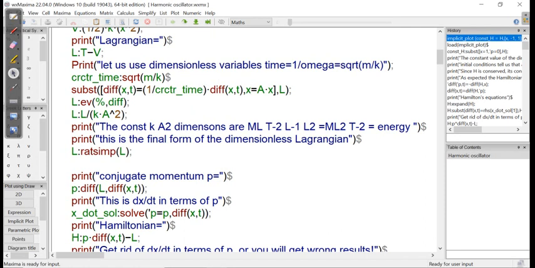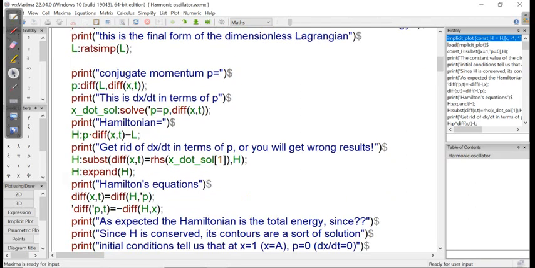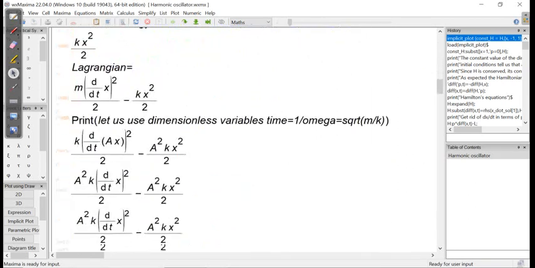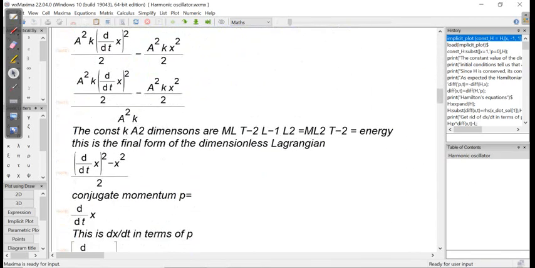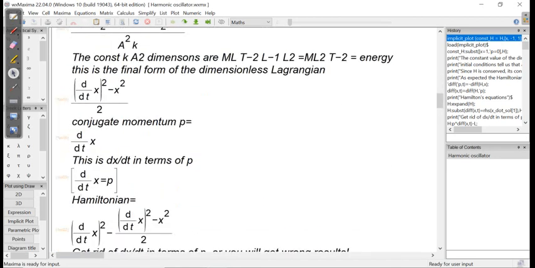Finally, the Lagrangian is divided by k over A squared. If we go through this, the expression for the Lagrangian will be very simple. It will be x dot squared minus x squared, over 2. That's all. Now we can go further and get the conjugate momentum. The conjugate momentum is partial L by partial x dot. You will find it is simply x dot.